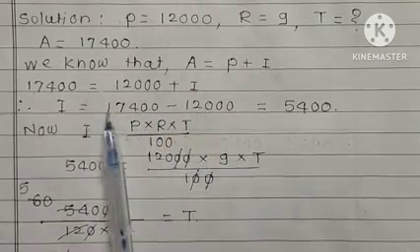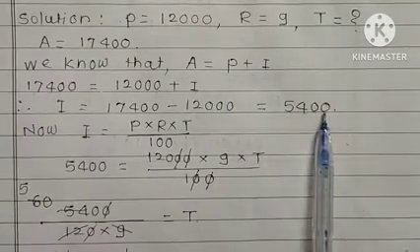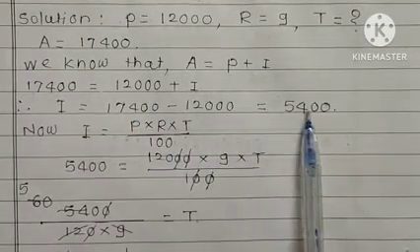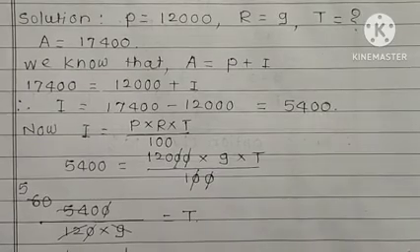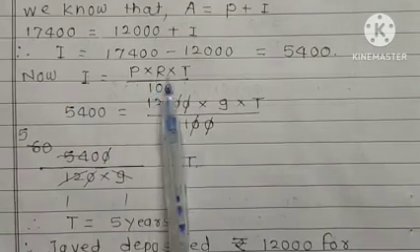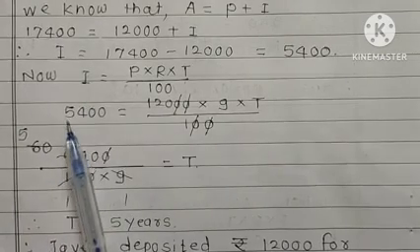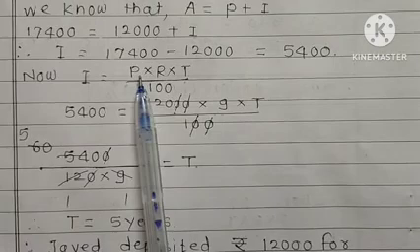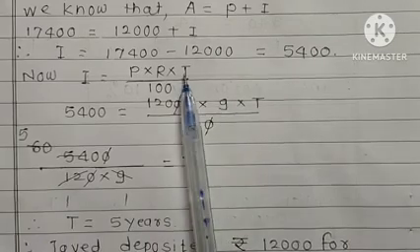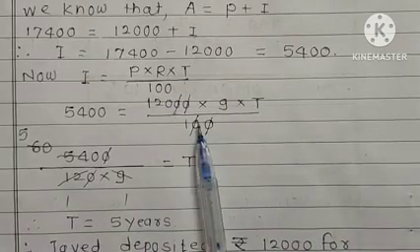Okay. And this subtraction is 5,400. That means interest is 5,400 rupees. Now again use the formula I is equal to P into R into T upon 100. Interest 5,400. Principal amount 12,000. Rate of interest 9. T, that is time period, we have to calculate, upon 100.